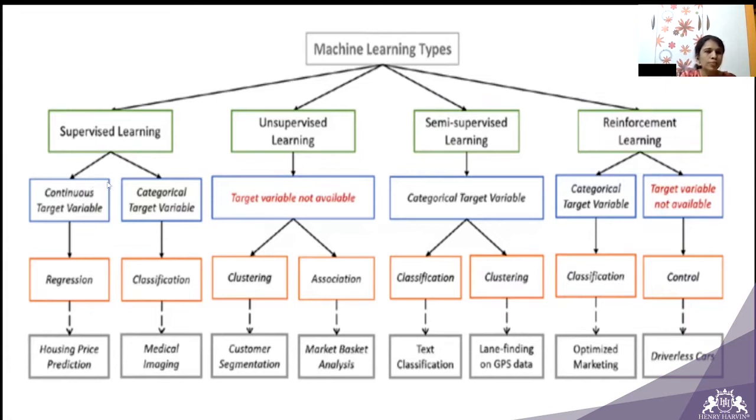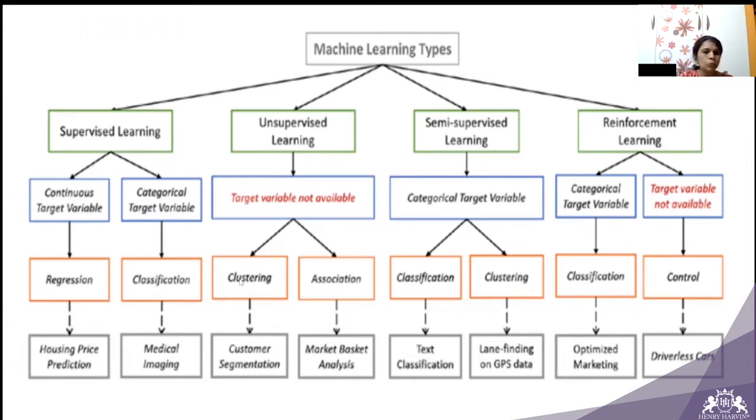When we say supervised learning, there is a continuous target variable or a categorical target variable. Target variable means nothing but output, okay? If the target variable is categorical data, then it is classification. If it is continuous, then it is regression. One example given is housing price prediction for regression, and medical imaging for classification. And in unsupervised learning, there is no target variable.